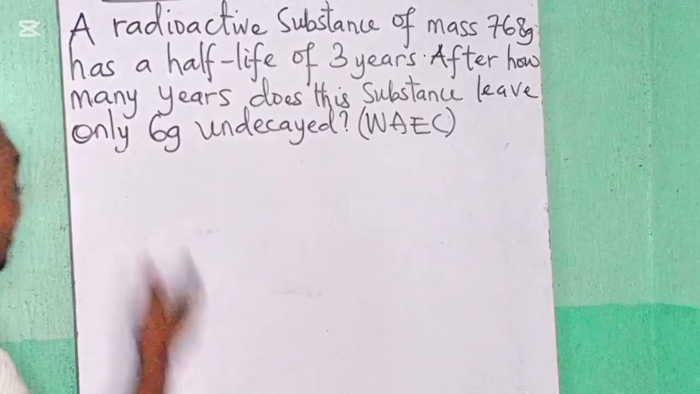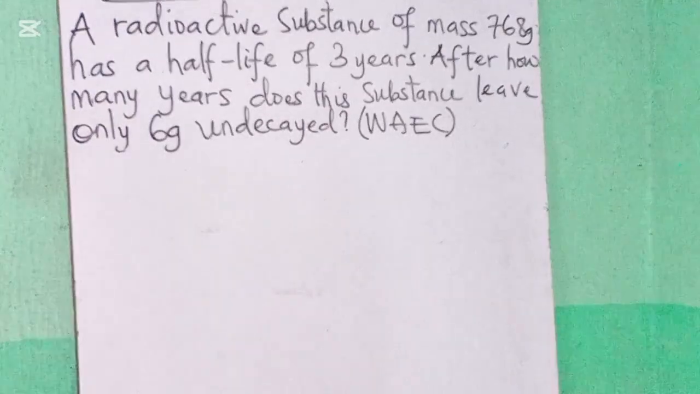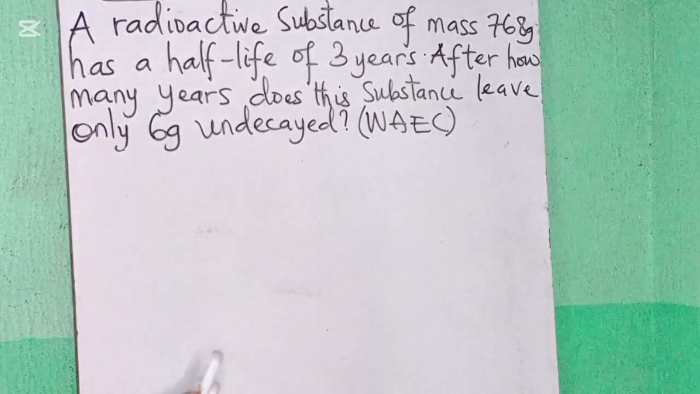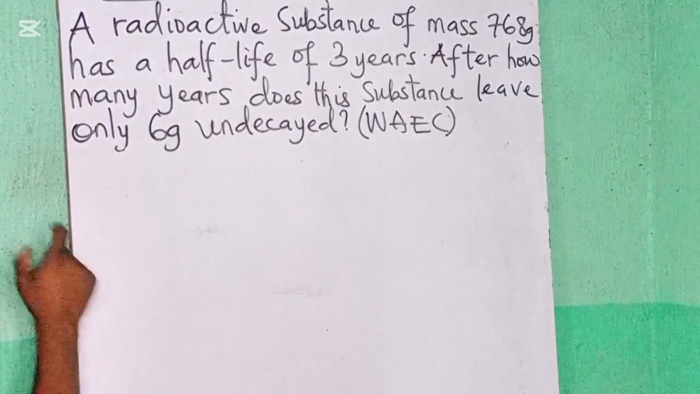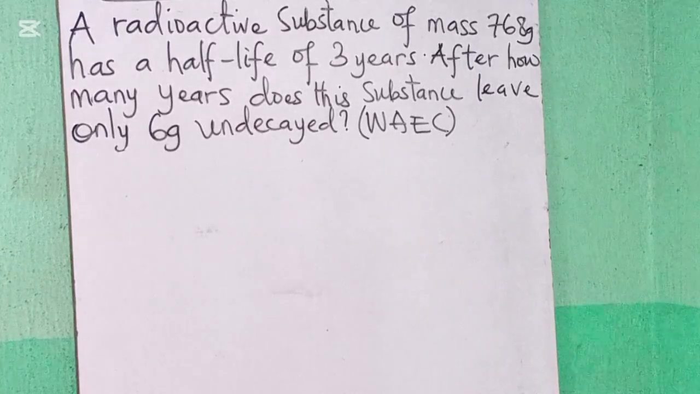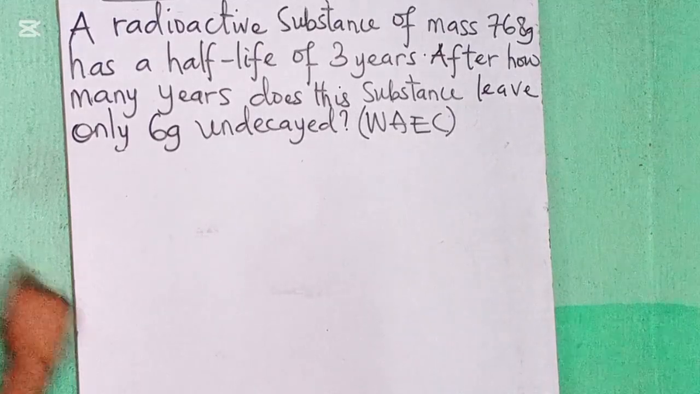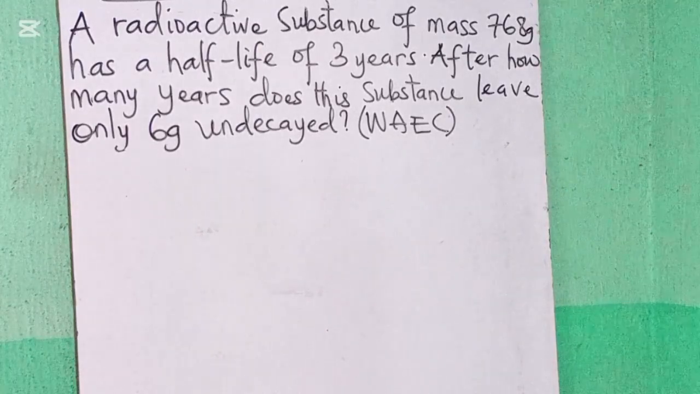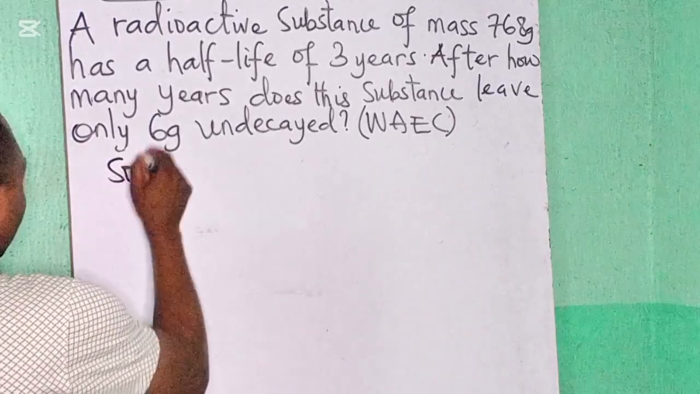Today we shall be looking at physics. We're still going to continue the series on half-life, so we are looking at half-life part 2. Now there's a question on the board for us. It reads: a radioactive substance of mass 768 gram has a half-life of 3 years. After how many years does this substance leave only 6 gram undecayed? Okay, now let us go on. Solution.